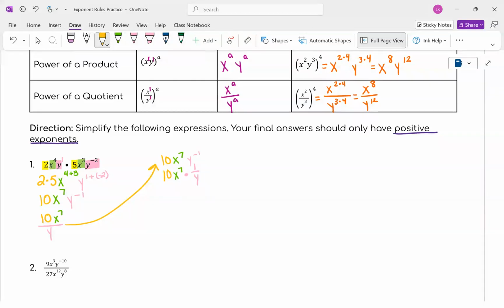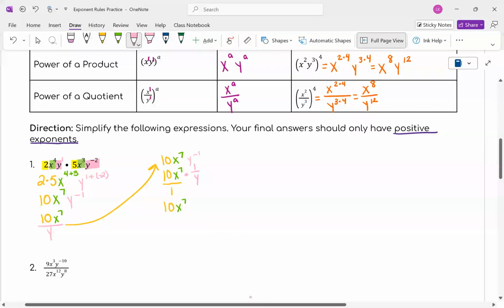But remember that there's an invisible denominator here of 1. And so what we can do is just actually do this multiplication. 10x to the 7th times 1 is 10x to the 7th. And then over 1 times y is just y to the 1, or just y. And you're done. So that's kind of the math about how this works.